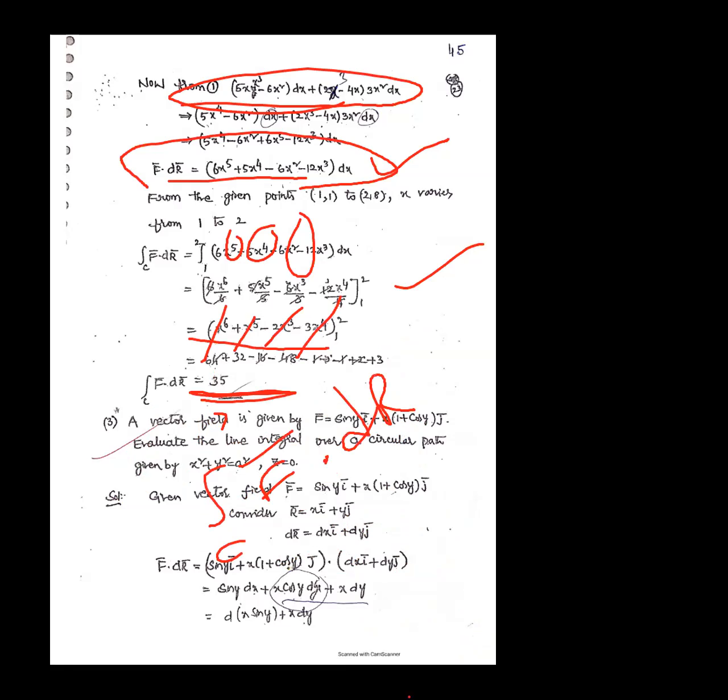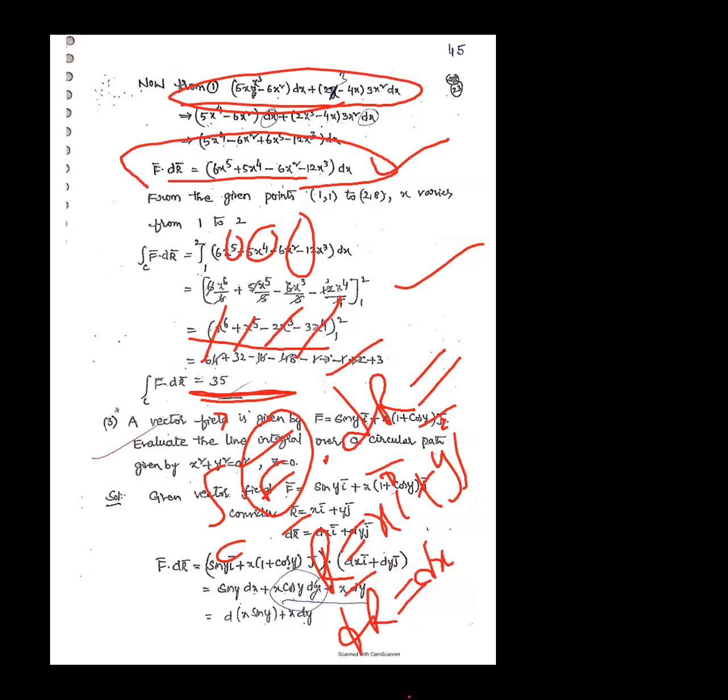How to calculate F bar dot dr bar? F bar is given in terms of x and y, with i bar and j bar available, not k bar. That's why I wrote R bar also only as x i bar plus y j bar. Differentiating both sides, dr bar equals dx i bar plus dy j bar, and we take the dot product of F with dr. But F bar dot dr bar in terms of both x and y makes it not possible to calculate the line integral.